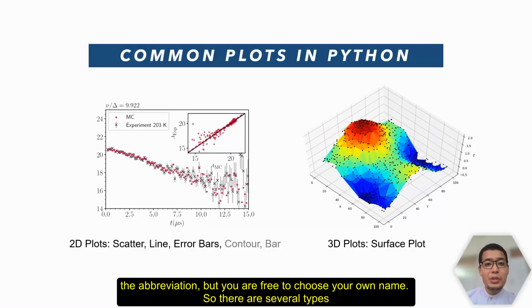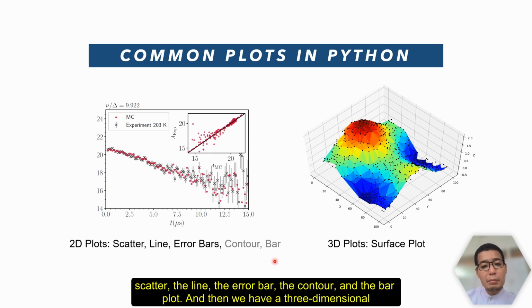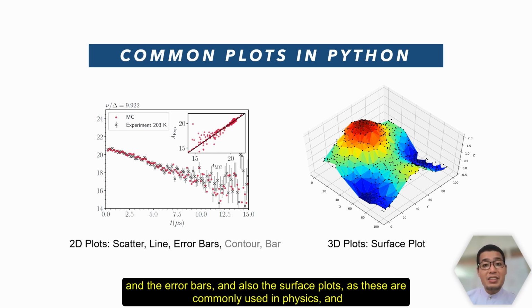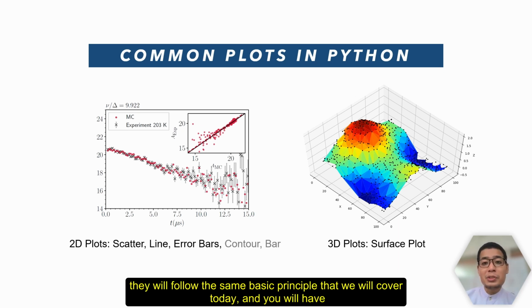It is common among Python programmers to use plt as the abbreviation, but you are free to choose your own name. There are several types of plots that we can create, which include the two-dimensional plots: the scatter, the line, the error bars, the contour, and the bar plot. And then we have the three-dimensional plots, which are the surface plots. In this lesson, we'll just focus on the scatter, line, error bars, and also the surface plots, as these are commonly used in physics, and the rest are yours to explore on your own. But you don't have to worry about this. They follow the same basic principles that we will cover today, and you will have no trouble understanding them.